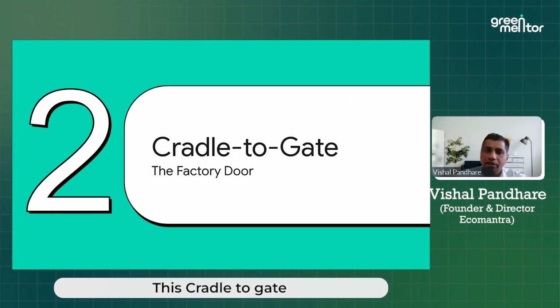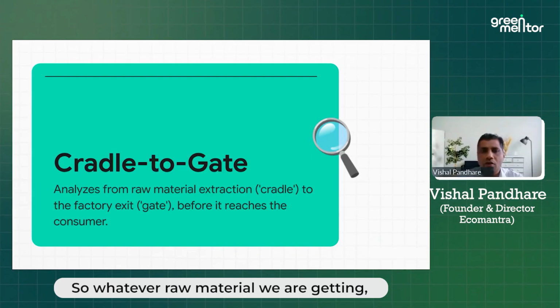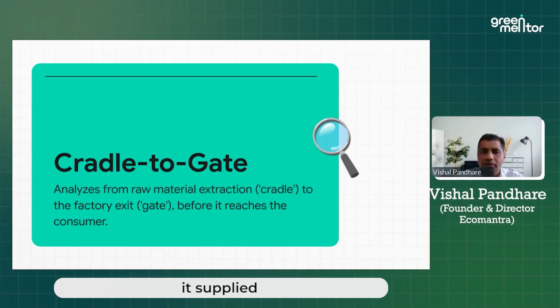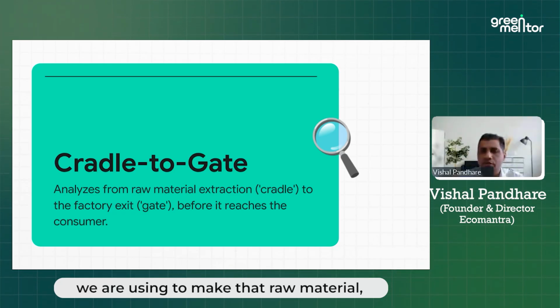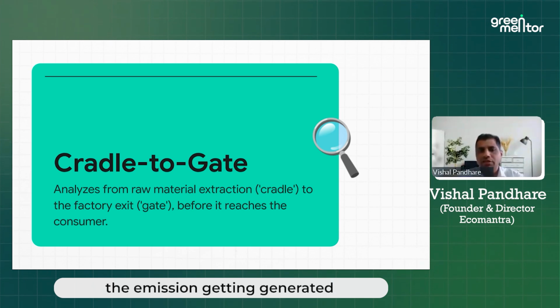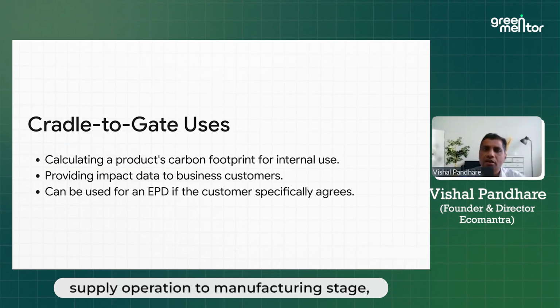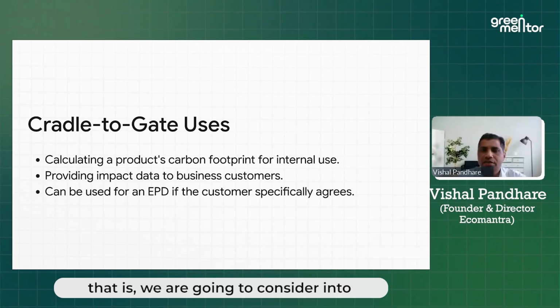Cradle to gate is from raw material supplier operation to manufacturing only. So whatever raw material we are getting supplied and the transportation involved, and then whatever energy and resources we are using to make that raw material into a finished product. That's it. So whatever emissions are generated during this cradle to gate, meaning supplier operation to the manufacturing stage, that is what we consider in cradle to gate.